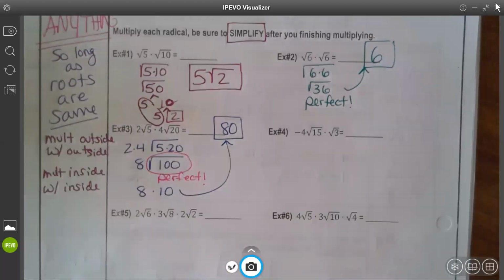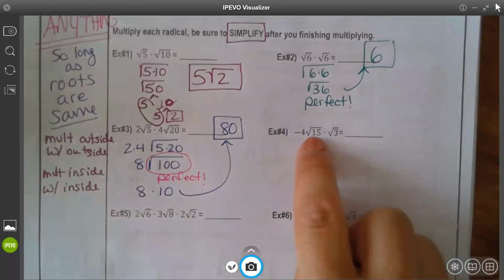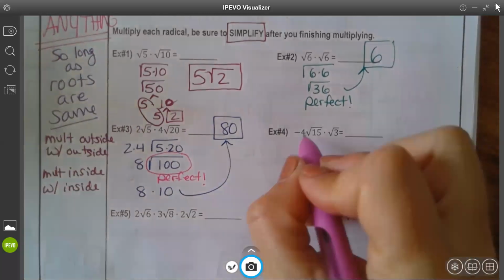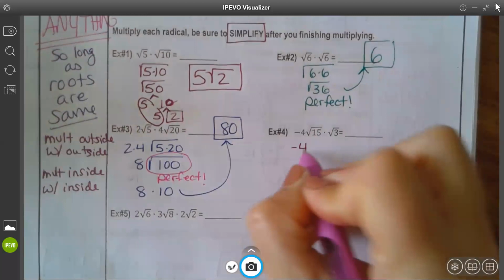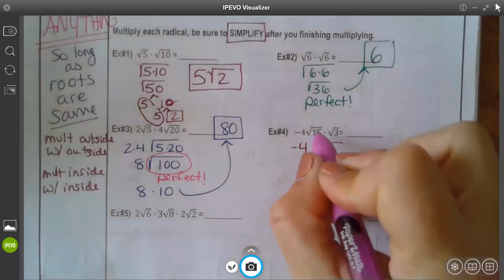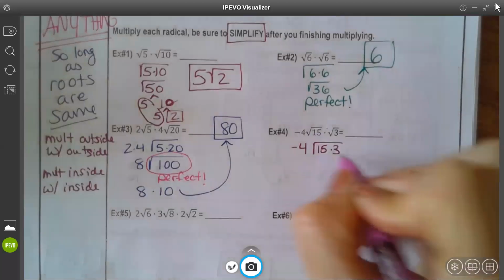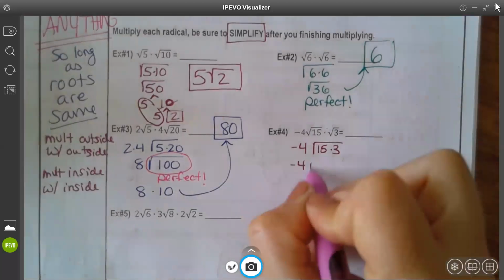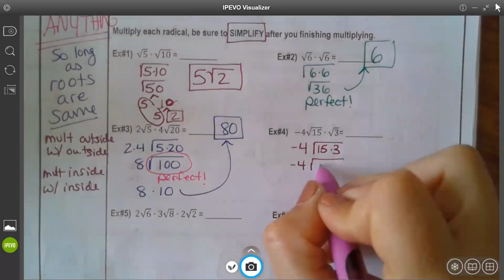All right, number 4. I've got a square root and a square root. Can I multiply? Yep. Outside numbers, that's just a -4 times a little invisible 1 there. So -4 times 1 is just -4. And then I've got 15 times 3. So that's going to be 15 times 3 is 45.